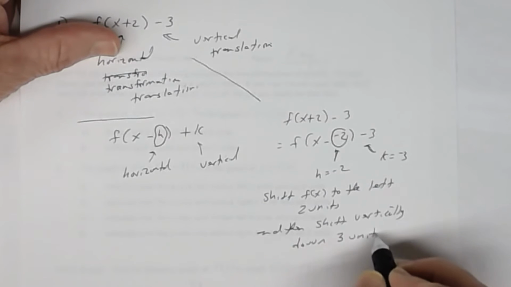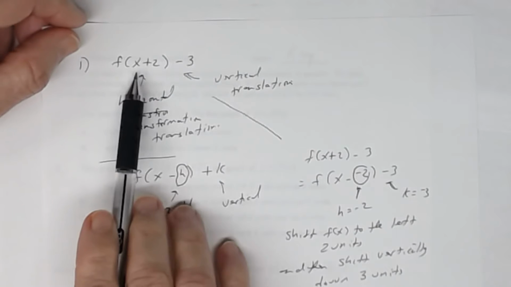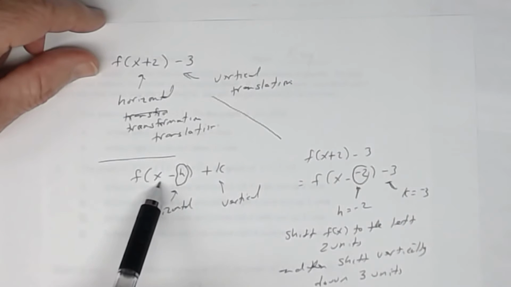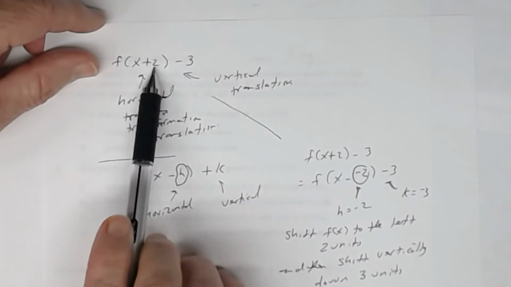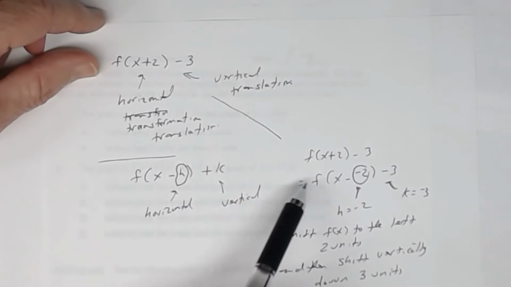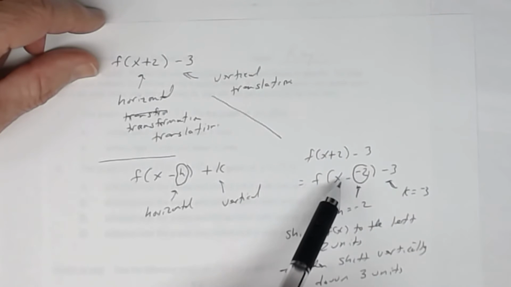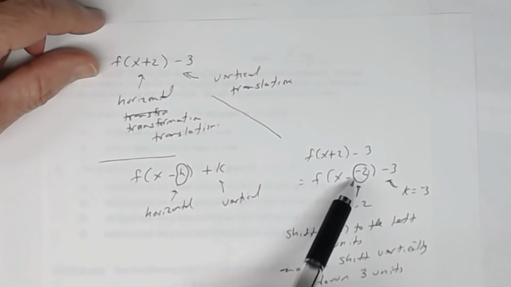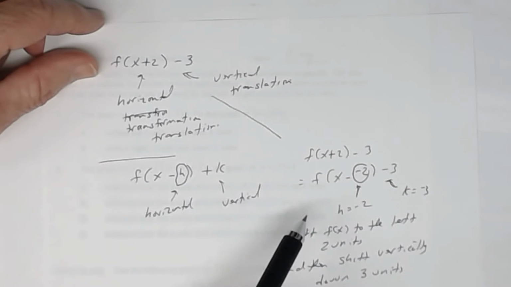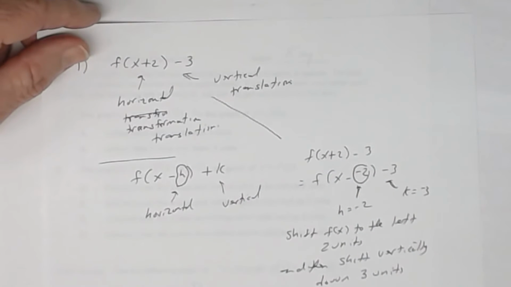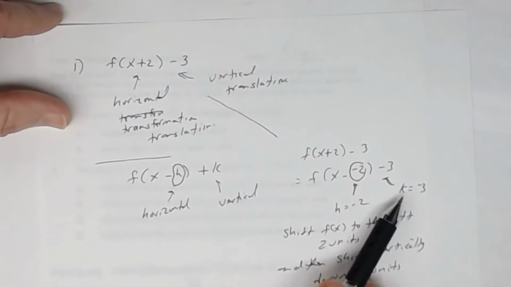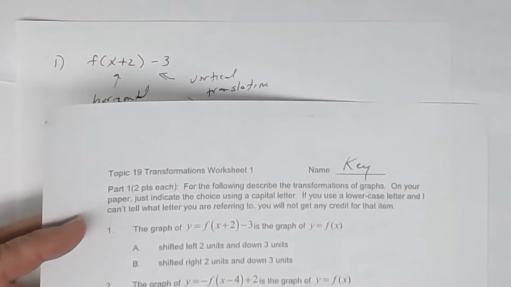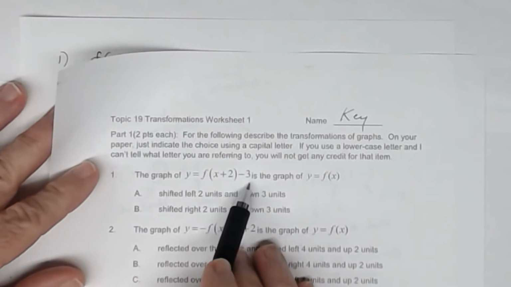3 units. Whenever you have f of x plus a number or minus a number, think of this form here, f of x minus h. It helps to rewrite it like we did here, f of x minus a negative 2. Remember, x plus 2 you can write as a subtraction problem, x subtract a negative 2. So h is negative 2, and you're going to shift to the left 2 units, and since k is negative, you're going to shift down 3 units.